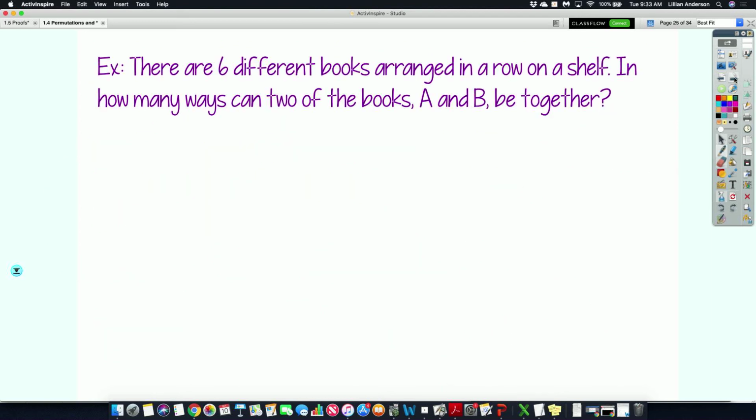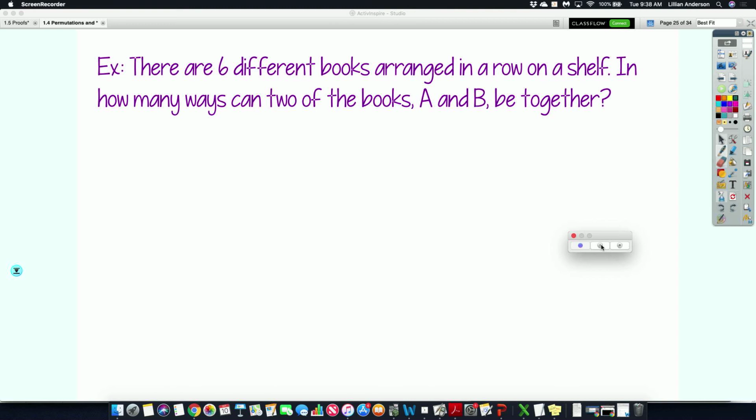Okay. Let's keep going. Let's take a look at this one. I want you guys to do this one on your own, and then we'll talk about it. I want to hear some discussion. Okay. So, there are 6 different books arranged in a row on a shelf. How many ways can 2 of these books, A and B, be together?